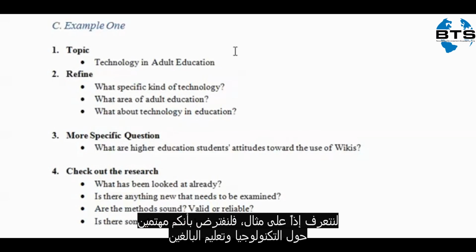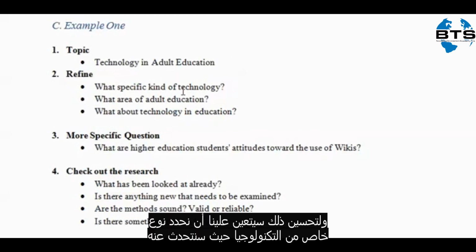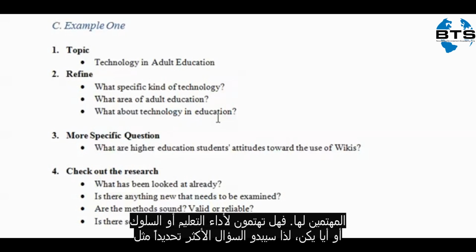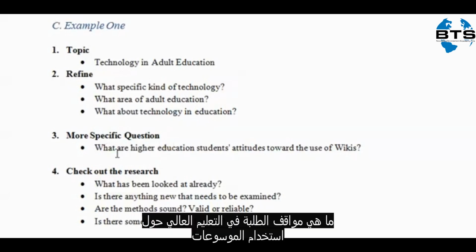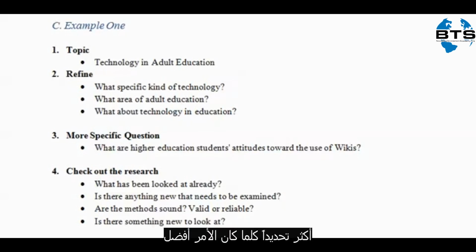So say you were interested in technology and adult education. So then to refine that, you might say, what specific kind of technology are we talking about? What area of adult education? What specific area? And what about technology and education are you interested in? Are you interested in learning performance, attitudes, whatever? It's hard to know. So a more specific question might be, what are higher education students' attitudes toward the use of wikis? And you might even put higher education science students, if that's your focus. The more specific, the better. Well, up to a point.